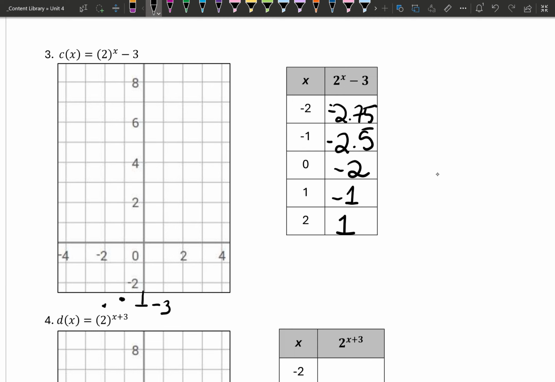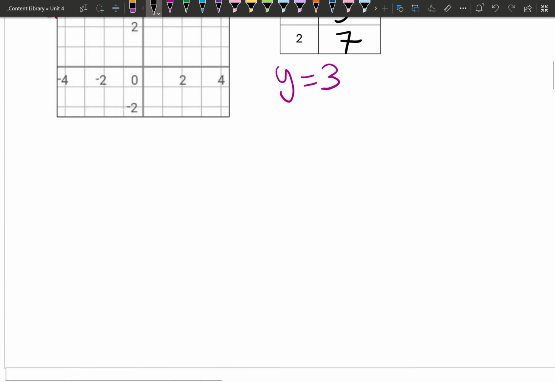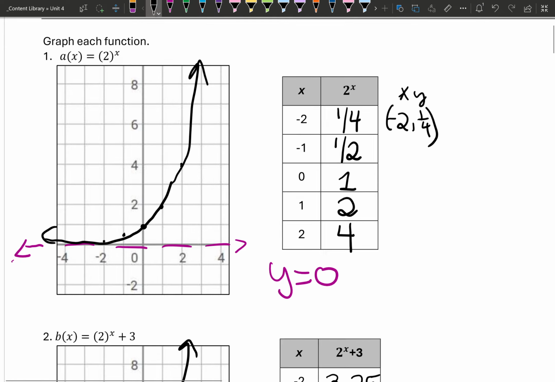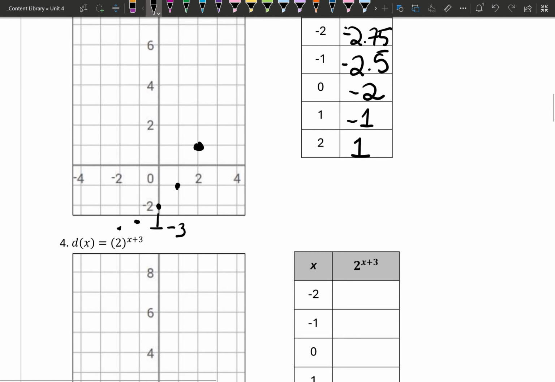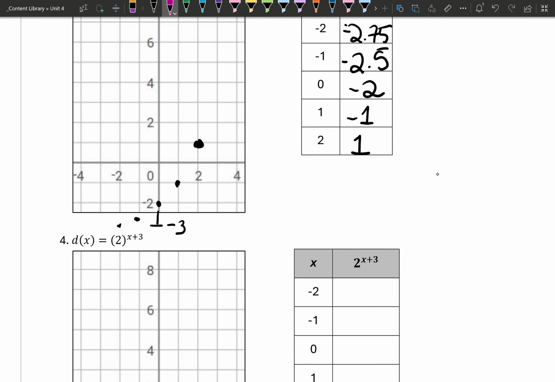-2.75, -1, -2.5, 0, 2, 1, -1, 2, 1. Well, compared to our parent graph, it looks like our dots all moved down. So, just like before, our asymptote also moved down. So our asymptote is going to be at -3 this time.